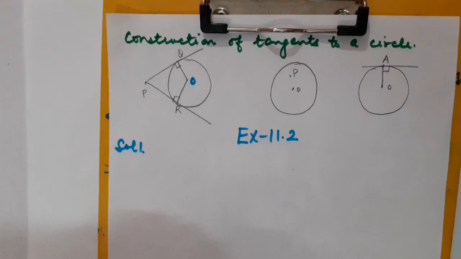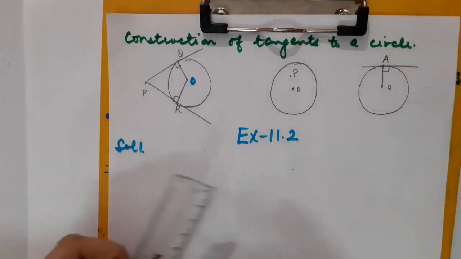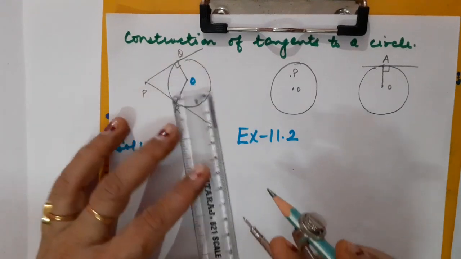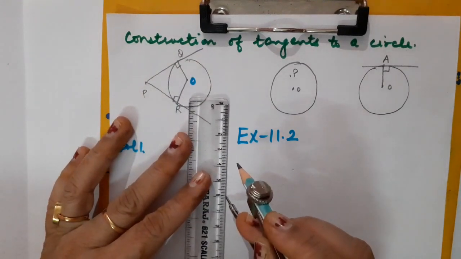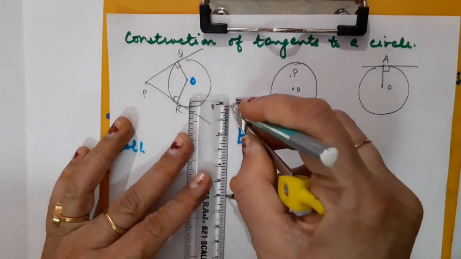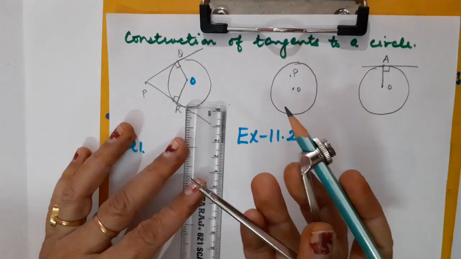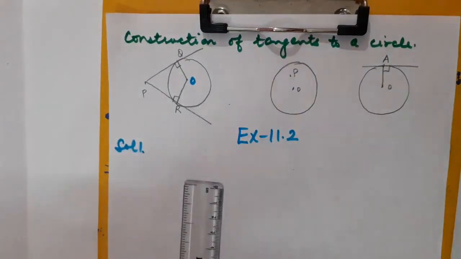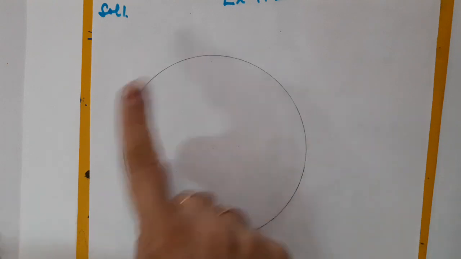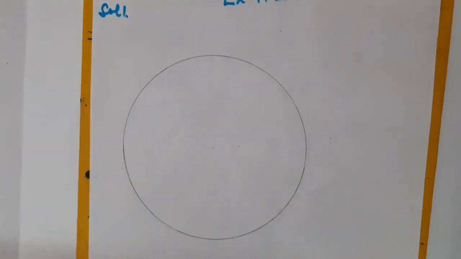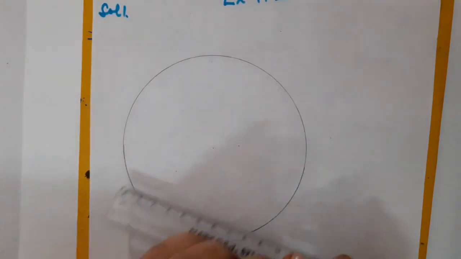So while listening to the statement, you may have understood that first of all we are just going to draw a circle of radius 6 cm. So this I am going to observe while measuring and opening the compass of radius equal to 6 cm. So children, here you can see that I have drawn a circle of radius 6 cm.